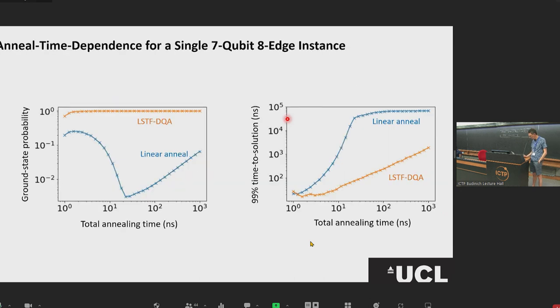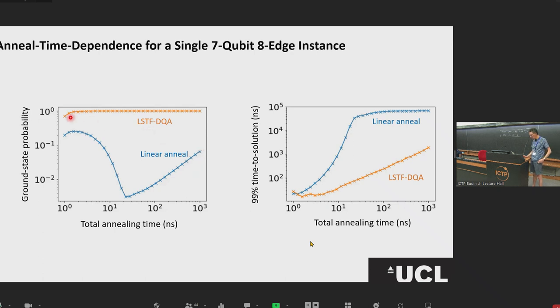Okay, so we should also look at the anneal time dependence. This is, again, just a single instance with 7 qubits and 8 edges, where we're plotting the ground state probability as a function of the total annealing time. And if you do a linear anneal, here's the adiabatic bump, which leads to high probabilities at very short annealing times, followed by this increase here as we approach the adiabatic limit.